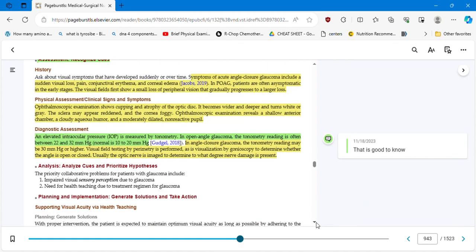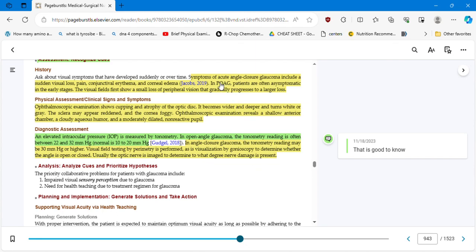Assessing the cues history. Symptoms of acute angle closure glaucoma include a sudden visual loss, pain, conjunctival erythema, and corneal edema.